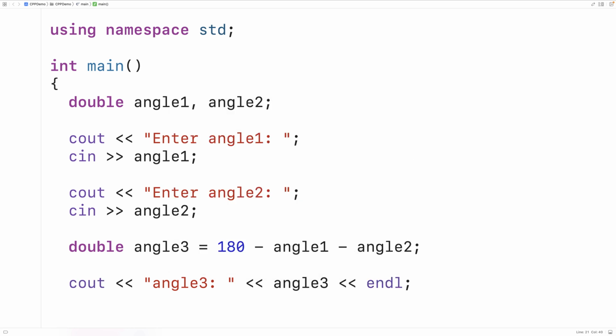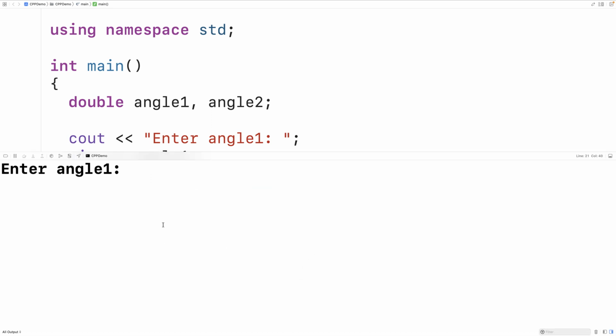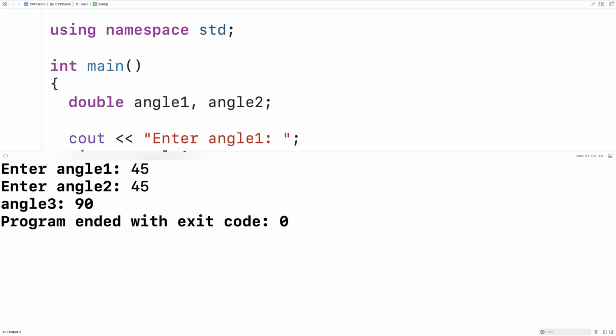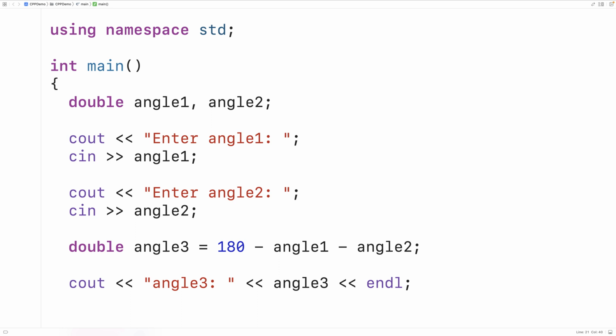And if we save, compile, and run our program, I can enter in, let's say, 45 for angle 1, 45 for angle 2, and we get that angle 3 is 90 degrees. So this program right here would be enough to solve the problem.